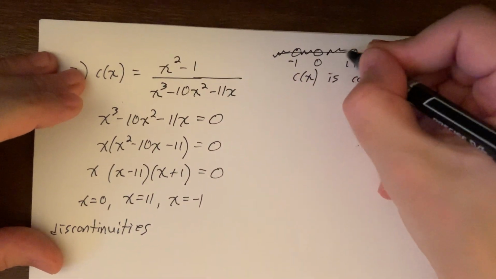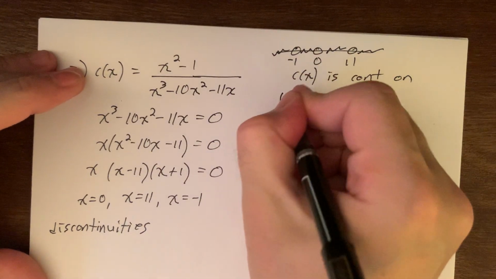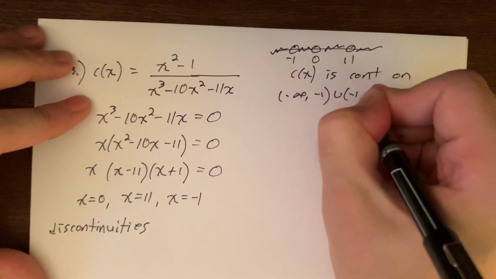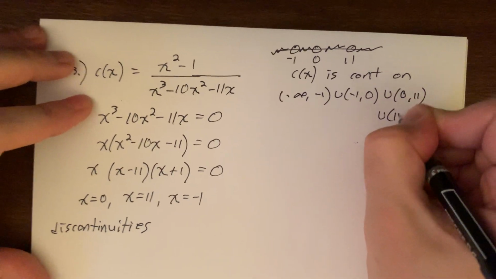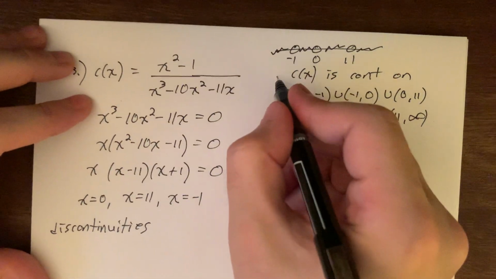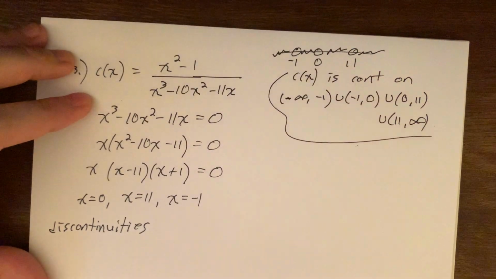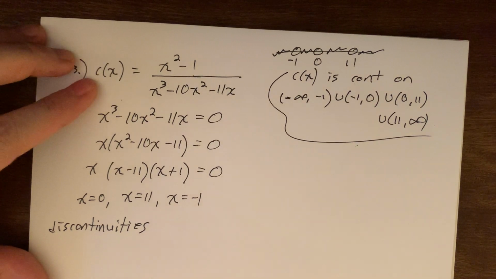So these are the intervals. So it's not negative infinity to 0, it's negative infinity to -1. And then -1 to 0, 0 to 11, and then 11 to infinity. Those, I should say, are our regions of continuity on this function. And this is what I just said a moment ago.